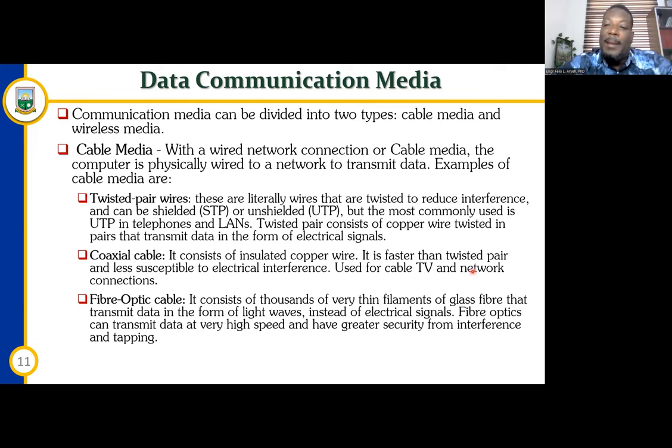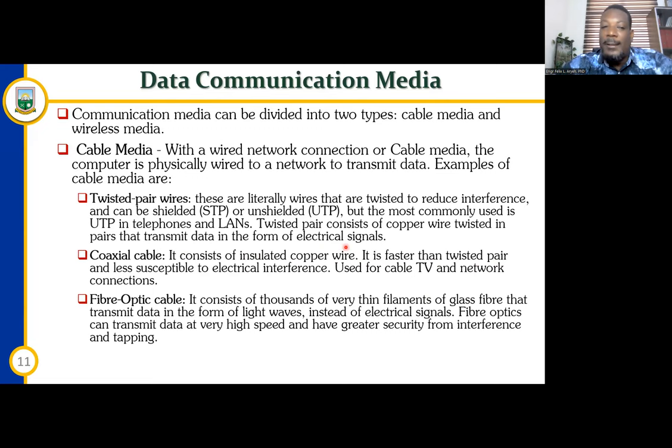Now, the coaxial cable is also a way to transmit network. The network is not always internet, it could be any other thing. An example of the coaxial cable is the one that connects from the satellite dish to the multi-TV or the DSTV modem, so our decoder. That is what the coaxial cable is. It consists of insulated copper wire. This is faster than twisted pair.